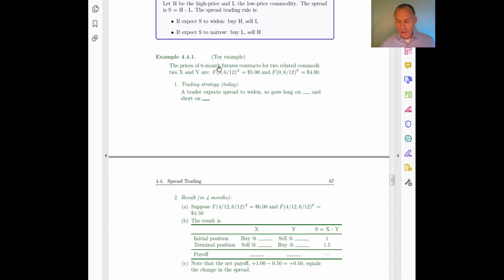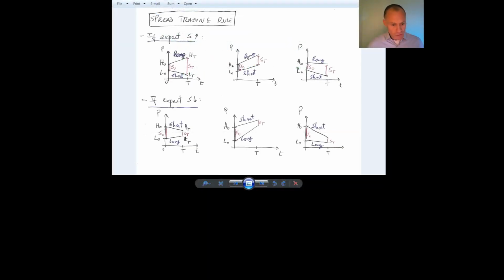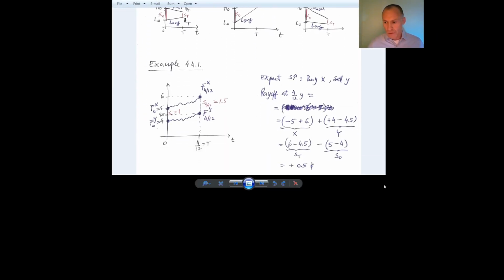So we are not using specific futures yet, let's just call it X and Y, right? We start at these two prices, 5 and 4. Okay? And let me again show this with a figure which is perhaps more intuitive. Okay, so what we have here is that scenario that we were doing in the notes. The initial prices are 4 and 5, okay, for X and Y. And I expect the spread to do what? I expect the spread to widen.